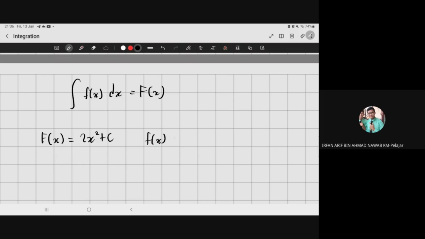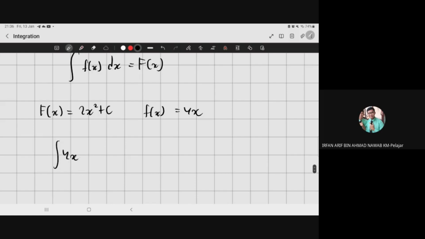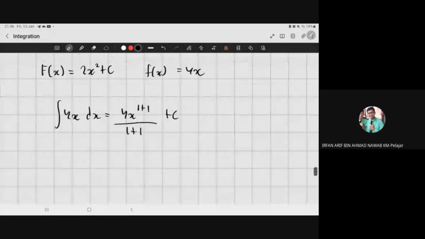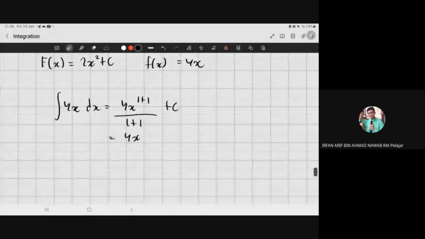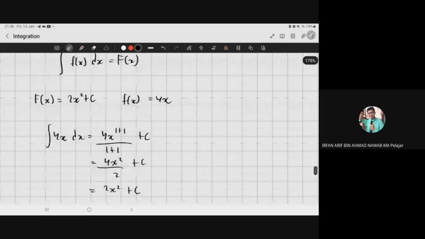But anyway, we have to verify for f of x. So let's apply the rules of integration. We integrate 4x dx. You obtain 4x to the power of 1 plus 1 over 1 plus 1 plus c. Then we can simplify, no biggie, you will get 2x to the power of 2 plus c. That is the antiderivative for this indefinite integral. Right? So yeah, that's really nice.